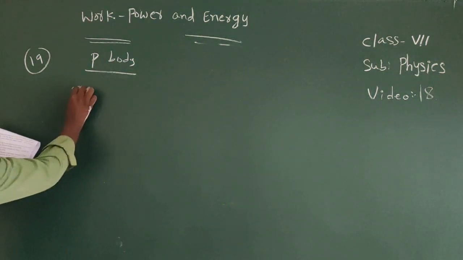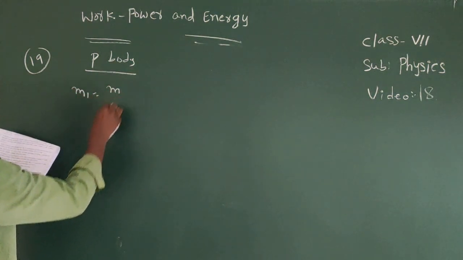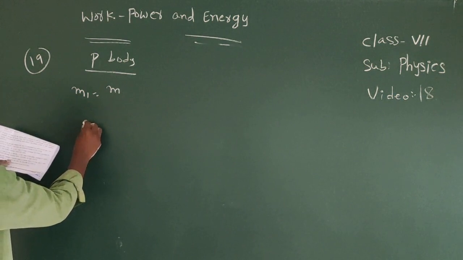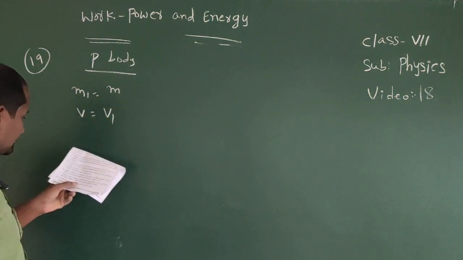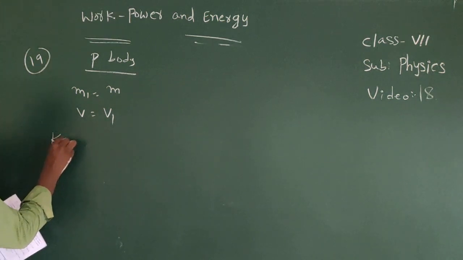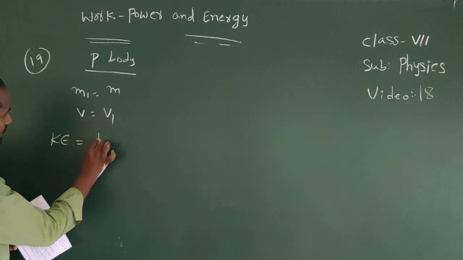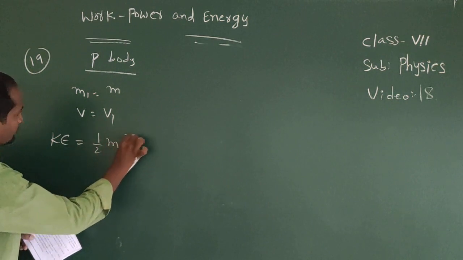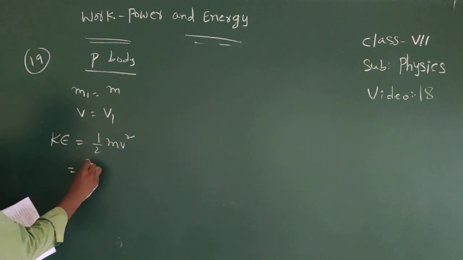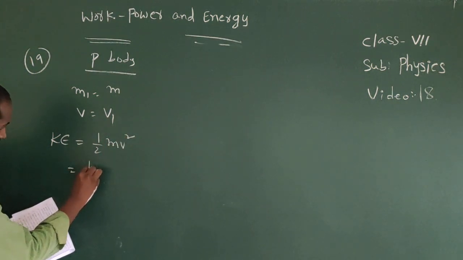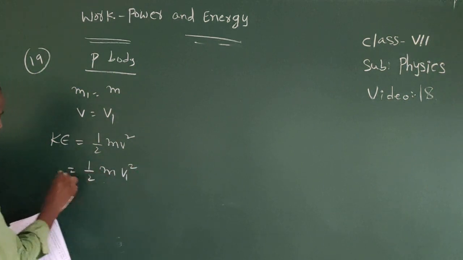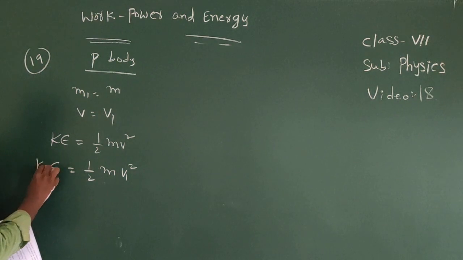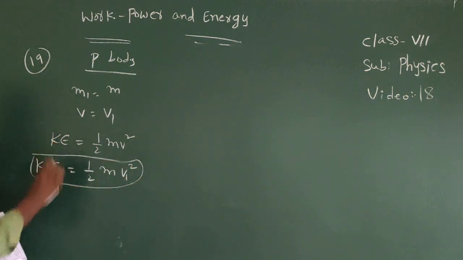So here M1 equal to M. Next, V equal to V1. Now the kinetic energy of P is equal to half into M into V square, so half into M into V1 square. It is the kinetic energy of the first body.